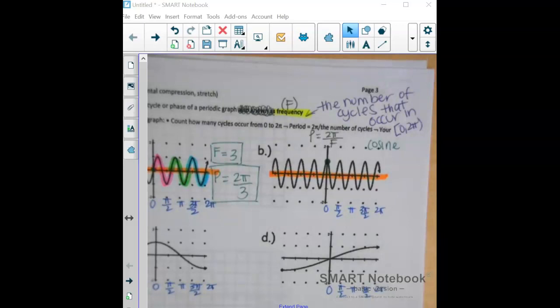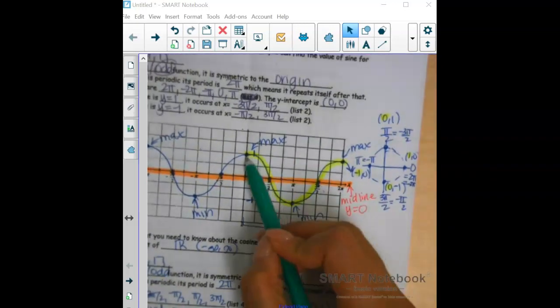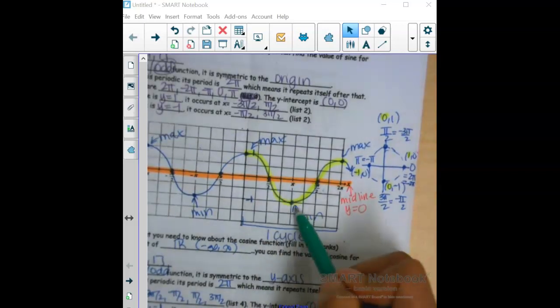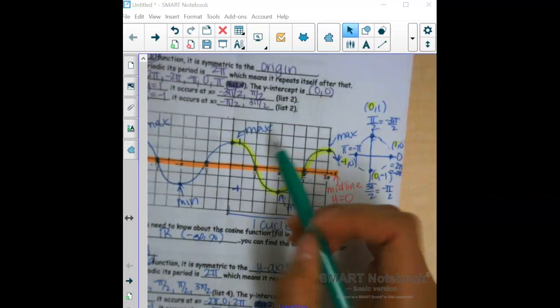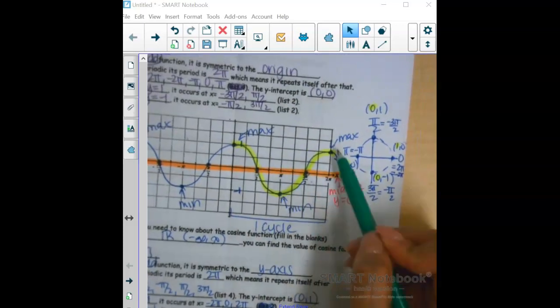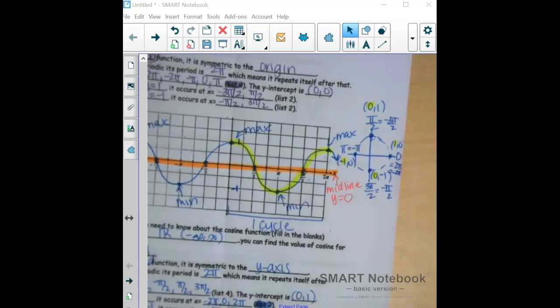Okay, so we know for sine it needs to have 3 x-intercepts. For cosine, which is on the first page, it doesn't. It only has 2. It has a maximum, midline, minimum, midline, maximum. So for cosine, to help me remember, I need to hit a max, min, max. That's what I need to get. Max, min, max, and I'll have 1 full cycle.